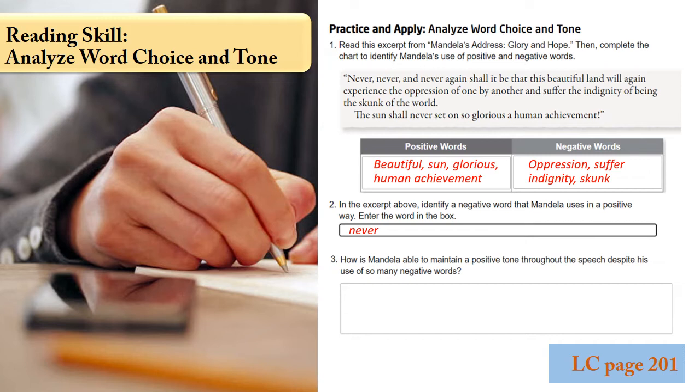Number three, how is Mandela able to maintain a positive tone throughout the speech despite his use of so many negative words? What do you think? Well, Mandela basically uses negative words to describe South Africa's past, and he's using the positive words to describe South Africa's future. So that still maintains the positive tone of the whole speech because it balances the amount of negative words to the positive words. So they have their own purpose as well.